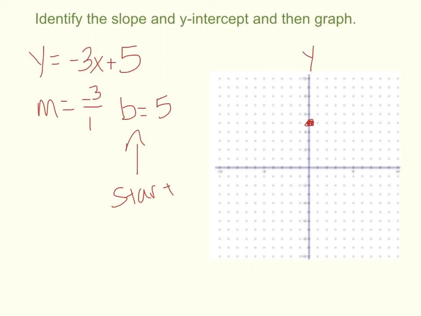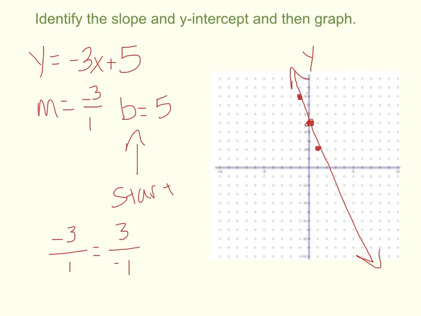Then we use the slope, rise over run. So negative 3 over 1 would be down 3 over 1, or positive 3 over negative 1 would be up 3 and left 1. You got to be able to go both ways. So we're going to go down 3, right 1, or you can go up 3 but left 1. So if you go both ways, you have 3 points on your graph, and then you should be able to make a line that goes all the way through your graph.